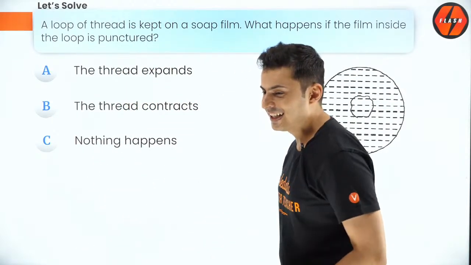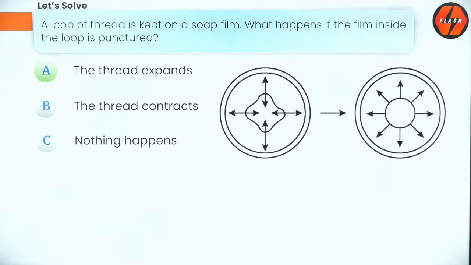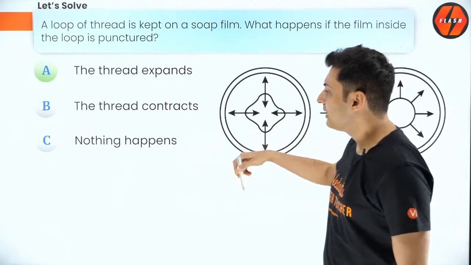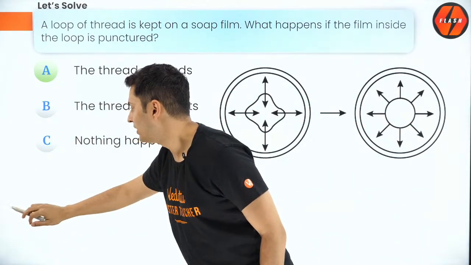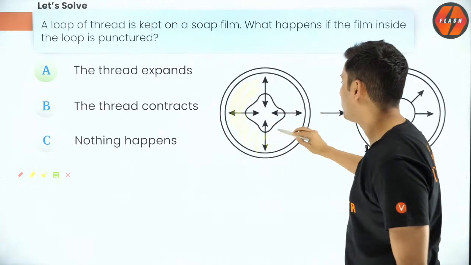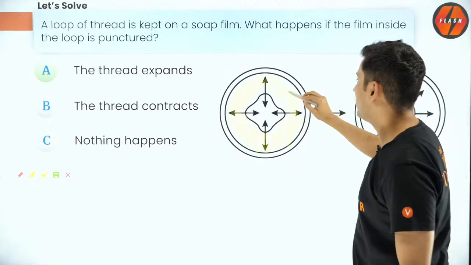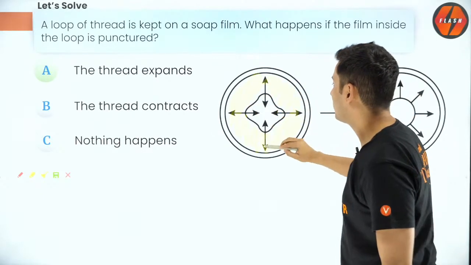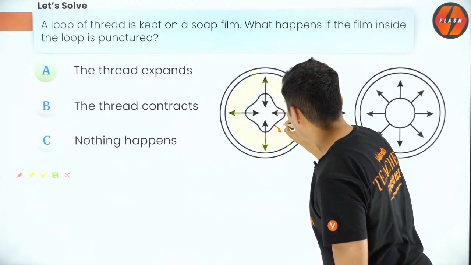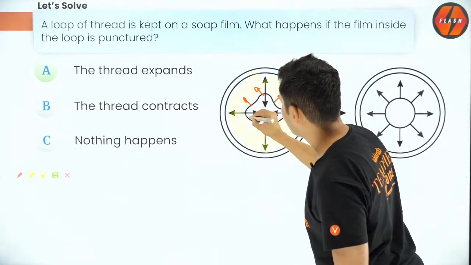Alright, so a lot of you are saying option A, the thread expands, and that's correct, guys. Because when you puncture the part inside, the remaining soapy film which is there over here is going to contract itself. It wants to reduce its area. So that soapy film is going to pull the thread from every side like this.